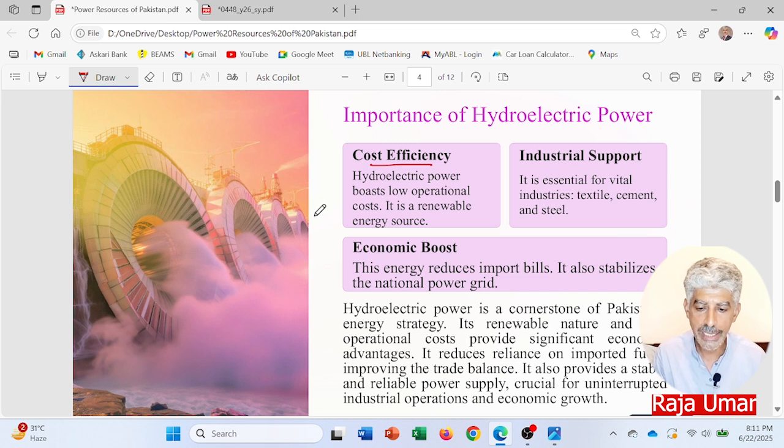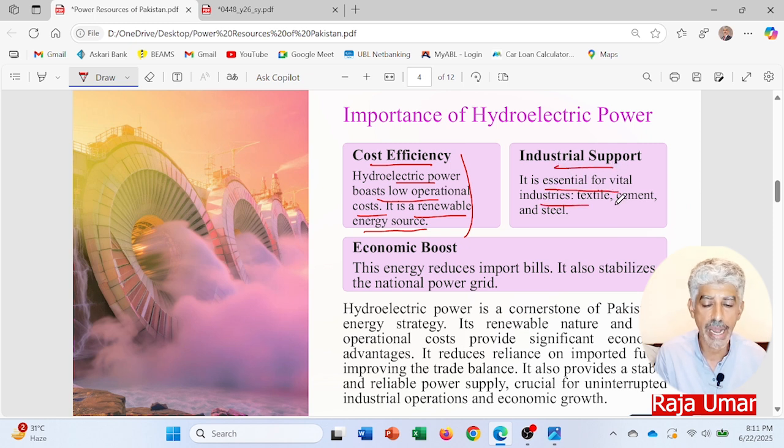So hydroelectric power boasts low operational cost. It is a renewable energy resource, but on the other hand, the construction cost or the seed cost is really very high. Constructing a big dam is really very expensive. Purchasing hundreds and thousands of acres of land for constructing that dam is required. Deforestation is another issue, that deforestation is done for the sake of construction of dams, so they are the negative ones, the disadvantages.